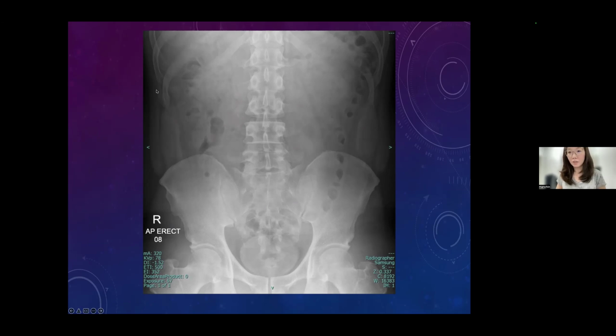Very good for those who found the stone. Well done. So always remember looking at the renal fossa and then checking over the transverse process. And then outline here and then going to the bladder underneath here. So next.